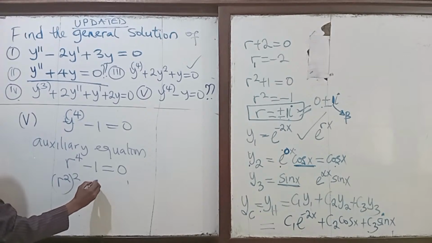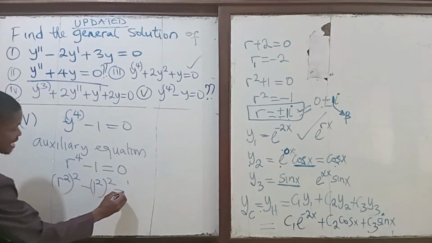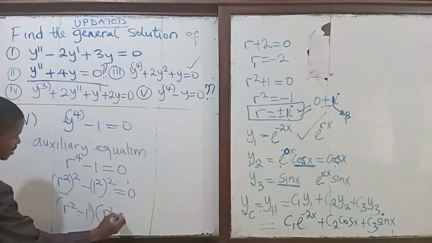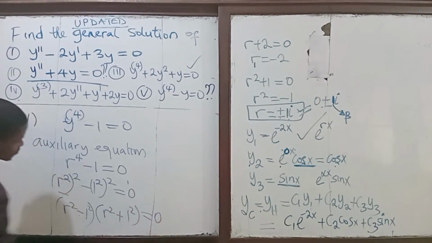You can also make it to be of the same form, square that and square that. So this will be the difference of two squares. 1 to any power is still 1. So you begin to take one of these, r squared minus 1, and then again, r squared plus 1, equal to 0.